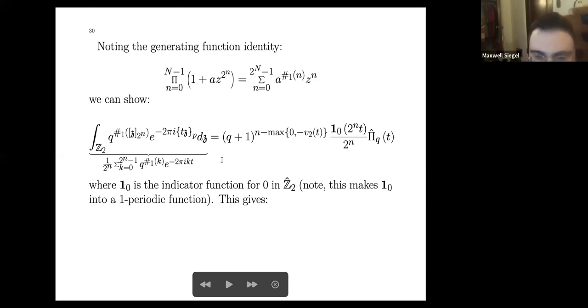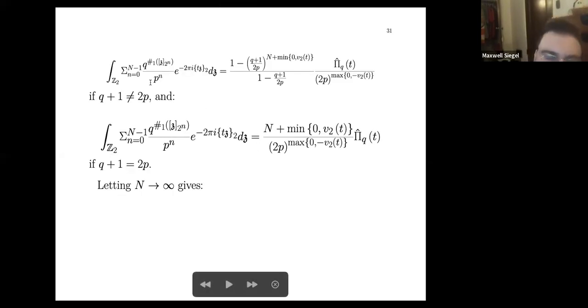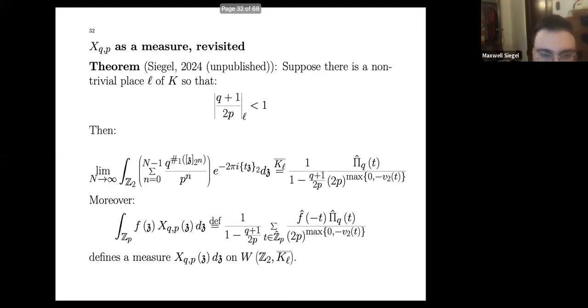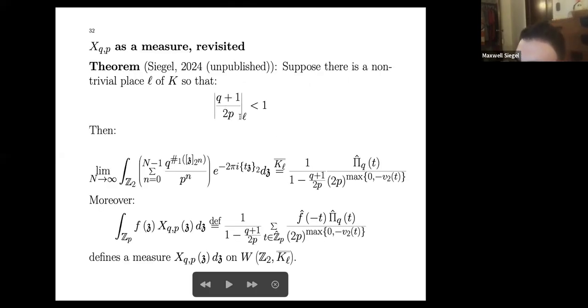And so when we compute this, a simple modification then gives the following two formulas for the Fourier transform of this function. And note, the answer depends on whether or not q plus 1 is equal to 2p. Letting n tend to infinity, we get the following theorem. Let k, p, and q be as given in the previous theorem, and suppose there is a non-trivial place L of k with an associated absolute value, so that (q plus 1) over 2p has an ell-adic absolute value less than 1. Then we get the following limit.